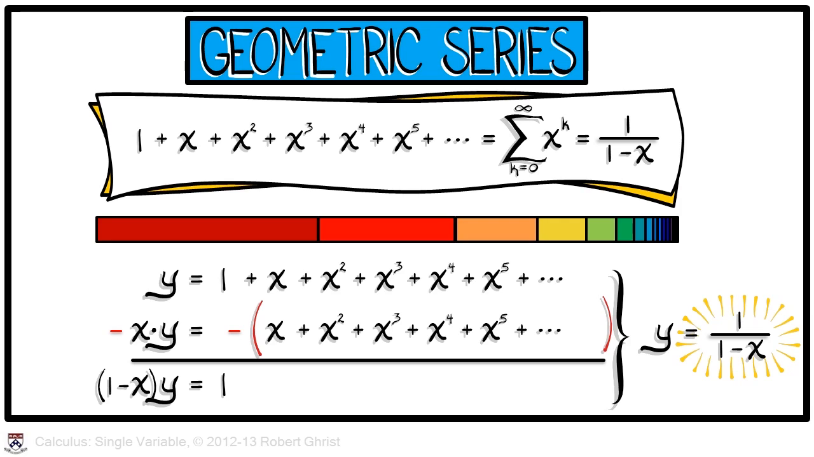Does it make sense? What happens if we plug in x equals 1? Then we get 1 plus 1 plus 1 plus 1 plus 1. Clearly, that is not a finite number. And 1 over 1 minus 1 doesn't even make any sense. That is undefined. Well, this derivation only holds for values of x less than 1 in absolute value. Otherwise, this infinite series does not converge.